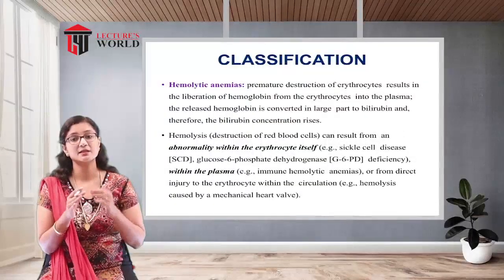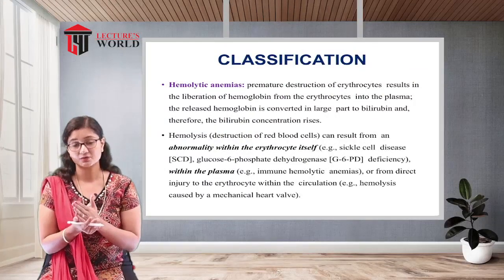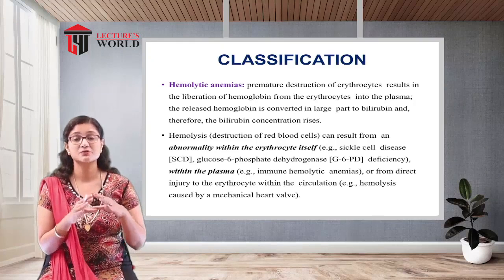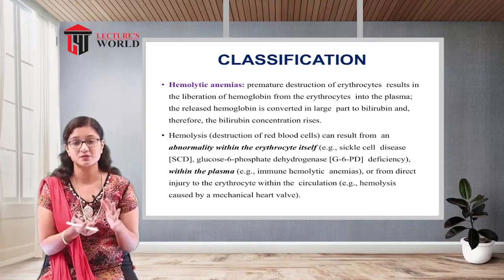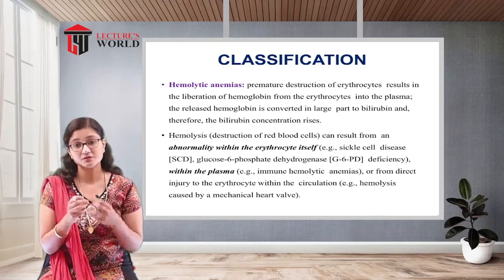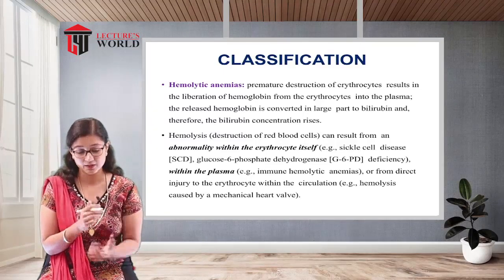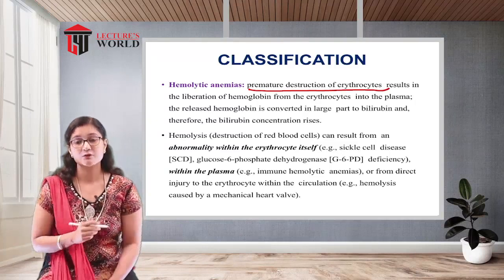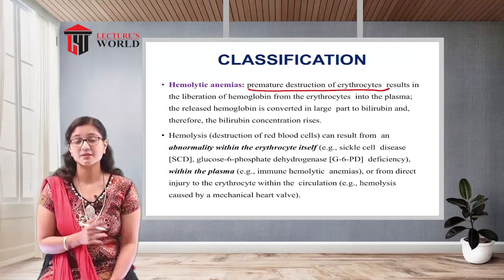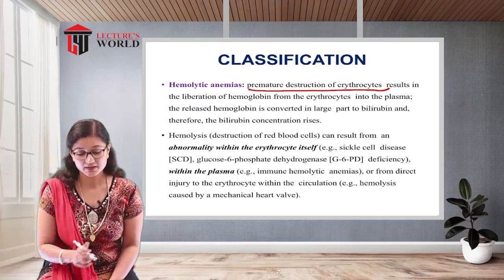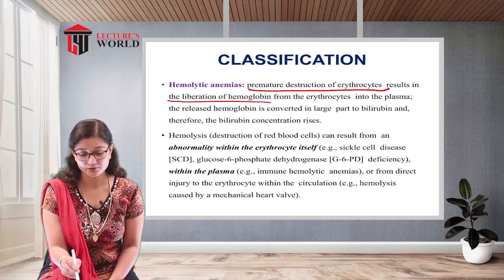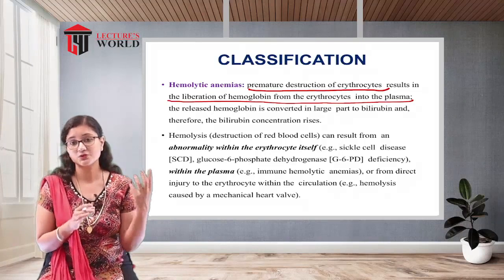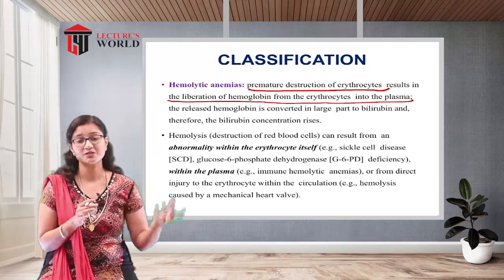The next classification is hemolytic. What do you mean by lysis? That is breaking down. Hemolysis means the RBCs are breaking down, getting destroyed. So hemolytic anemia is premature destruction of erythrocytes, that is RBCs, resulting in liberation of hemoglobin from the erythrocytes into the plasma. So here there is no problem in the formation of RBCs.